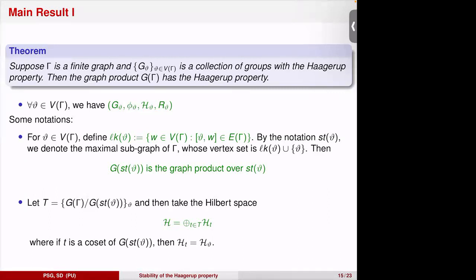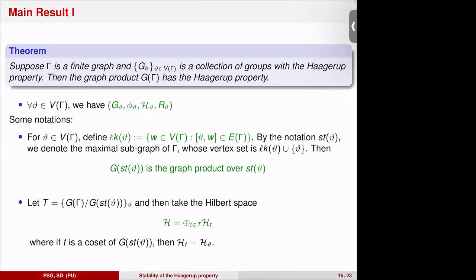Before going into the details, I just want to mention some terminology, that is Lk(v). If v is a vertex of the graph gamma, then Lk(v), that is the link of v, is all the vertices which are adjacent to v. St(v), that is star v, is link v along with v itself. By St(v), we just mean the maximal subgraph of gamma with the vertices of the link and v. So whenever we mention G_St(v), I just want to say that G_St(v) is the graph product over the subgraph St(v), star v.